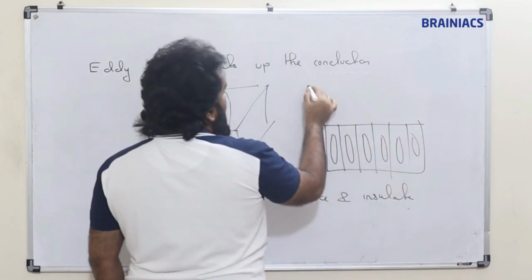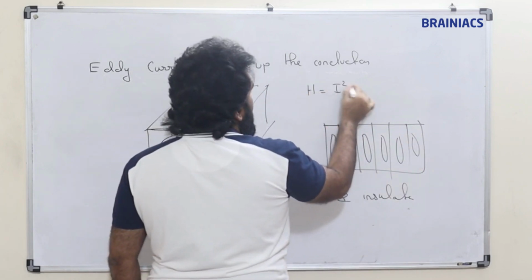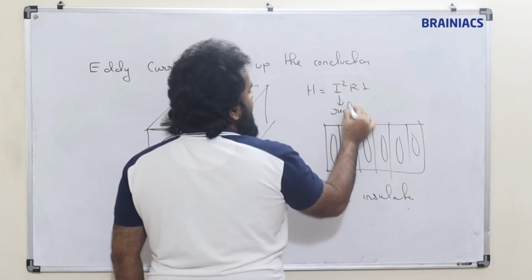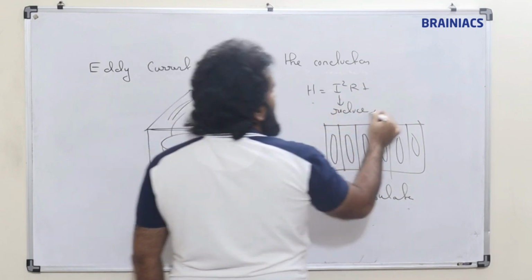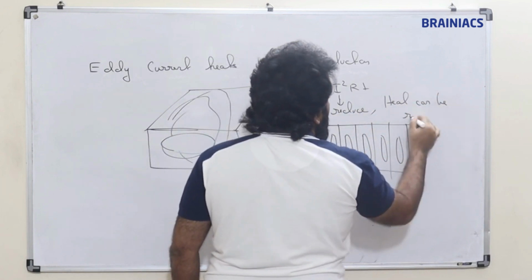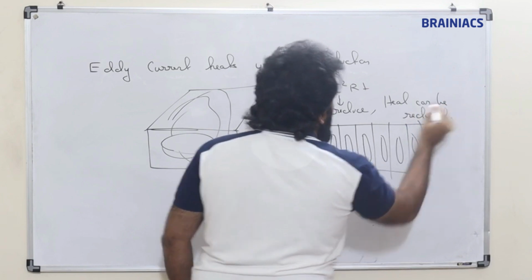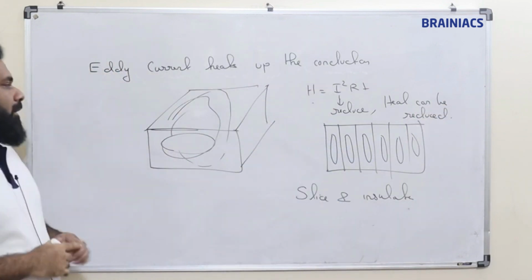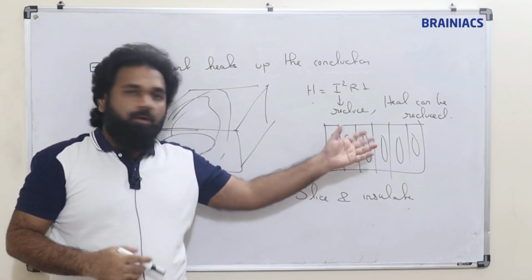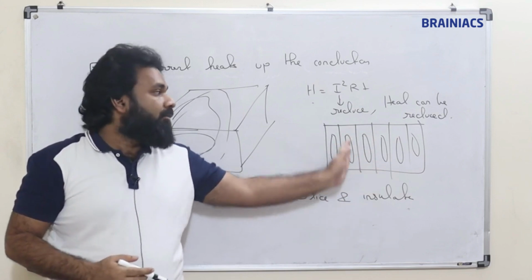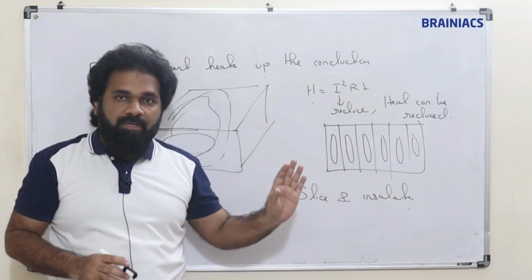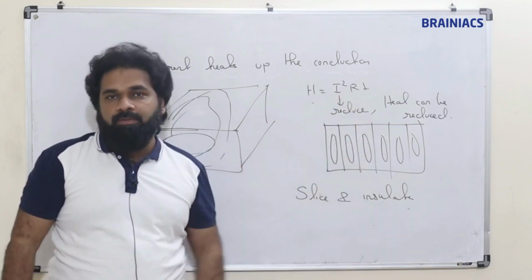So what is heating? I squared R T. If we can reduce the eddy current, heat can be reduced. Clear? So eddy current will heat up the device or conductor. We will slice it up and laminate it, so that we can reduce the eddy current, and so heat will be reduced. Clear?